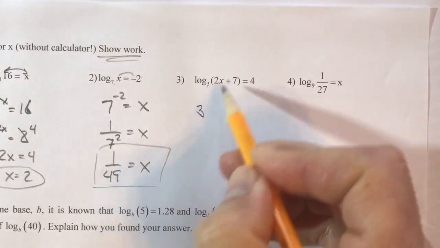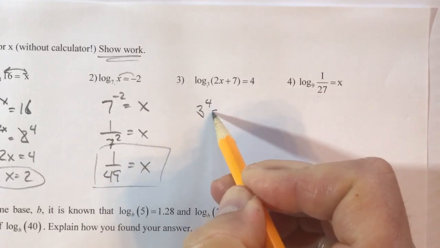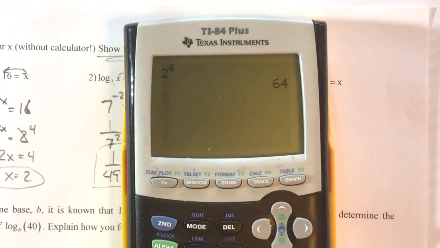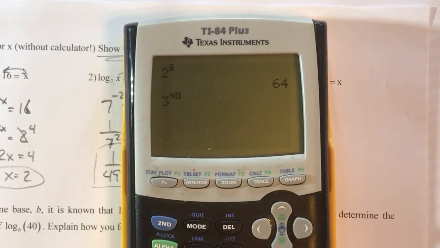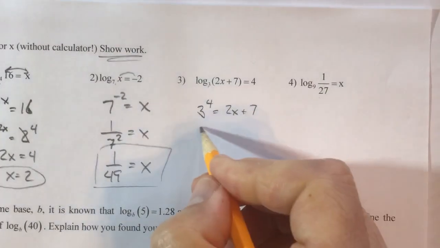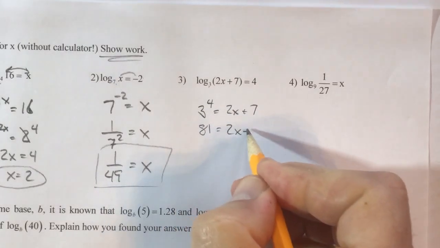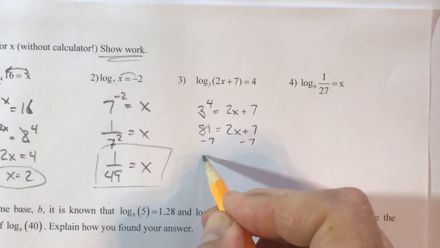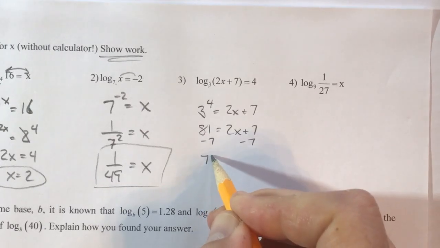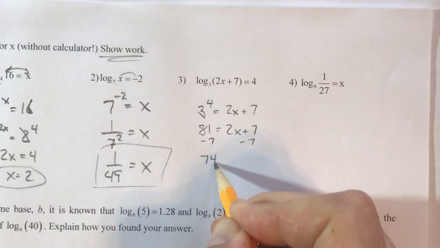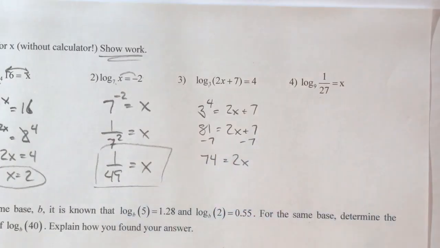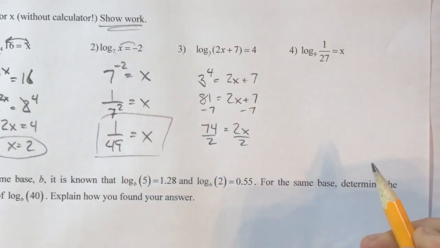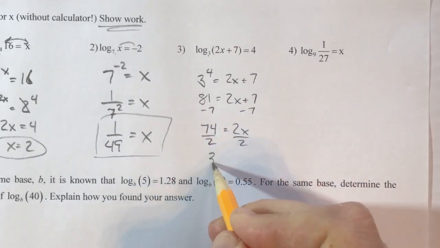3 is the base. Switch these around: 3 to the 4th power equals 2x plus 7. What is 3 to the 4th power? 81. 2x plus 7, take away 7, take away 7. 74. Divide by 2. What's half of 74? I should know that. 35. 37.